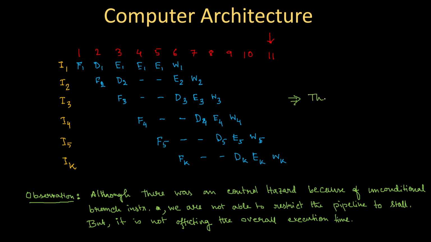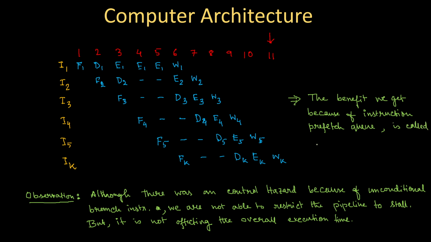I mean, the benefit we get because of the instruction prefetch queue is called branch folding. Okay, this is called branch folding.